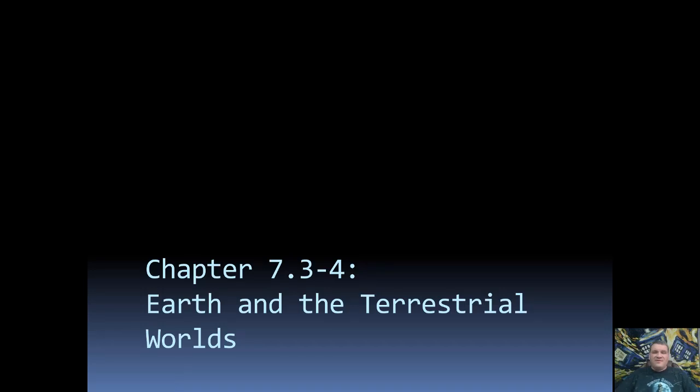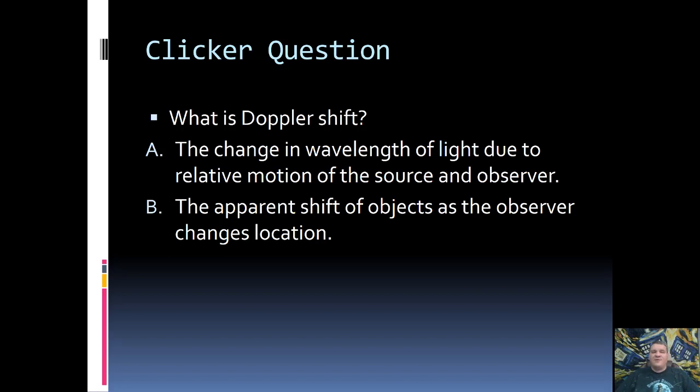Let's talk about the motions of the terrestrial planets. But before we do that, we've got a question. What is Doppler shift? A, the change in wavelength of light due to relative motion of the source and the observer, or B, the apparent shift of objects as the observer changes location. Okay, so this is our third clicker question. Go ahead and think about it, and we'll discuss in just a second.